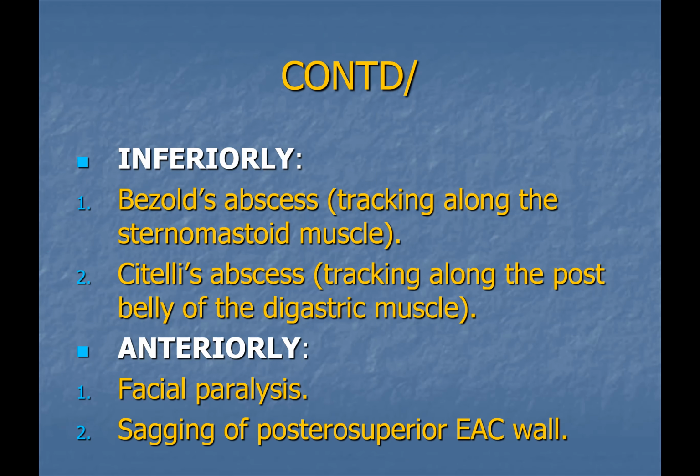What is Bezold's abscess? Basically, Bezold's abscess is an abscess in relation to the mastoid infection. It is a collection of pus along the sternocleidomastoid muscle. The patient would develop swelling in the upper part of the neck. Citelli's abscess, again, if there is an abscess around the posterior belly of the digastric muscle, then this would be called Citelli's abscess.